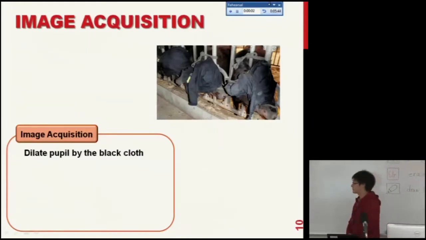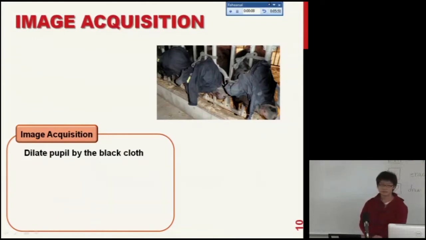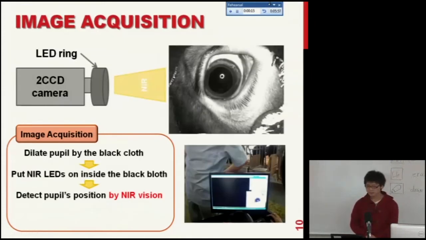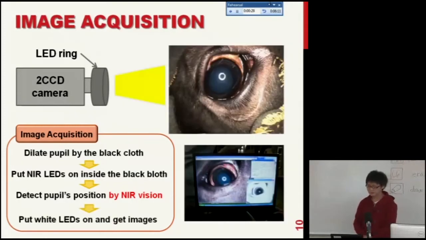And here is the image acquisition, how to get the image. First, we cover the cattle's head with a black cloth to dilate the pupil. And then put NIR LEDs on inside the black cloth to detect the pupil position by NIR vision, like this. Then put white LEDs on and get images.